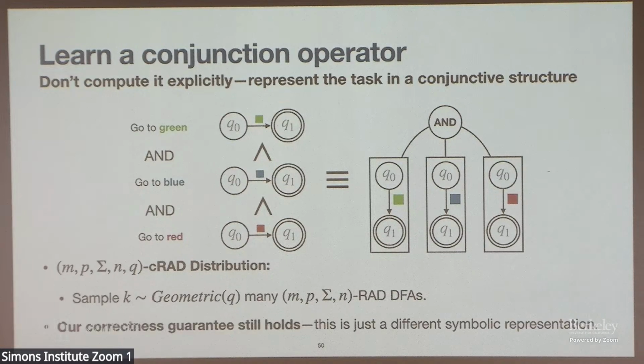And here, notice that any of the arguments I gave do not assume anything about the structure of this. The way the symbolic representation of the task is structured is not important. So all the guarantees directly translate to here too. This is just a different symbolic representation for the same task.